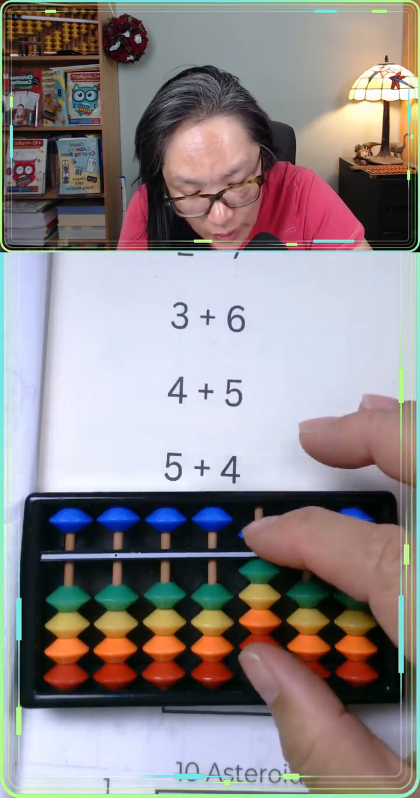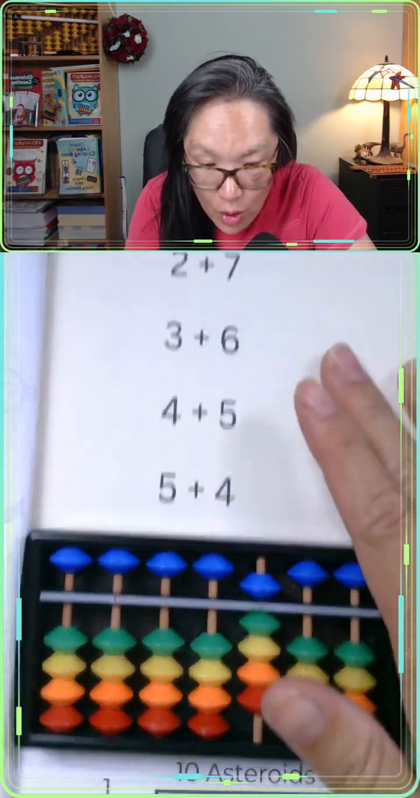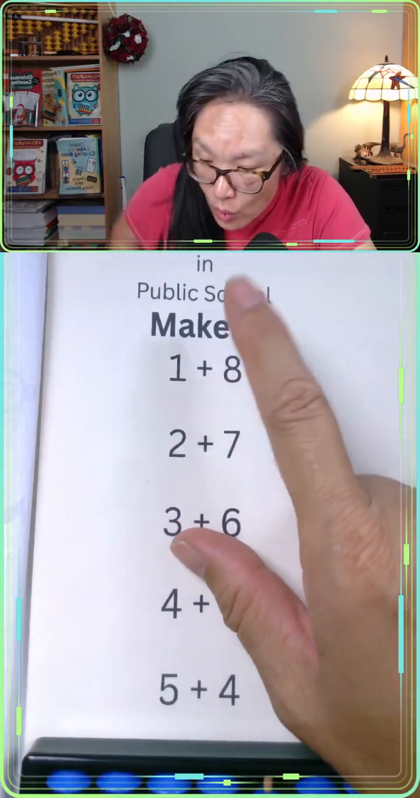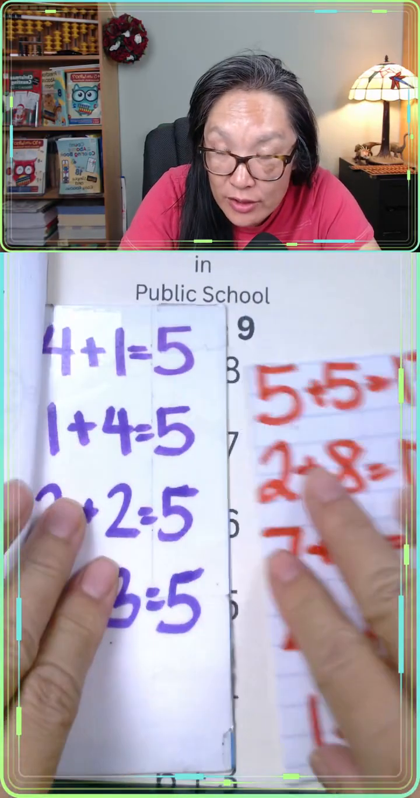That's it. So what we do in abacus world is we focus on the second number. We don't focus on the result. We don't try to make a 9. What we try to make is a 5 and a 10. This is what we're trying to do.